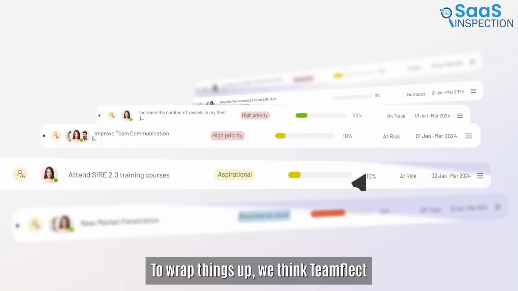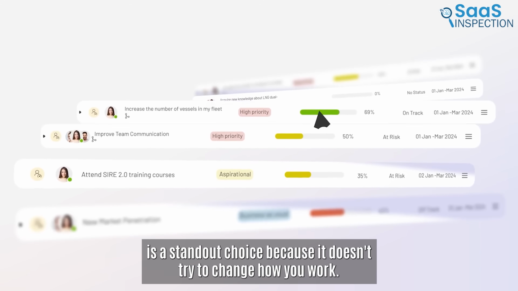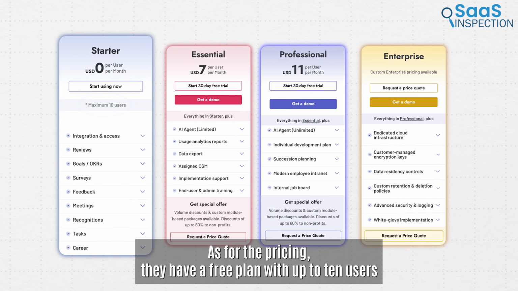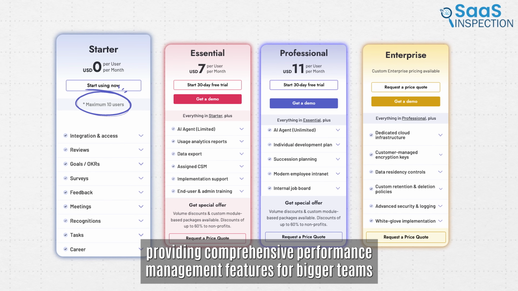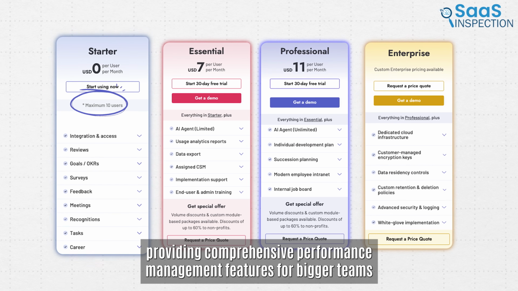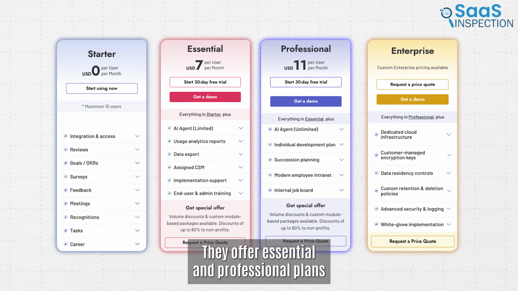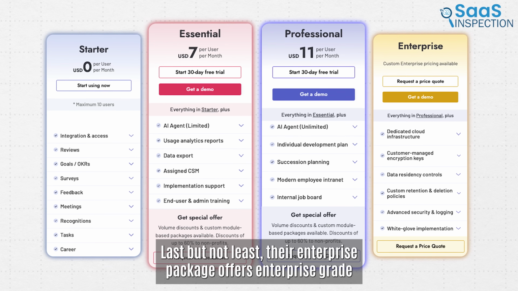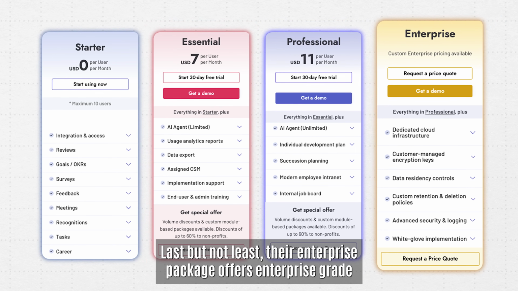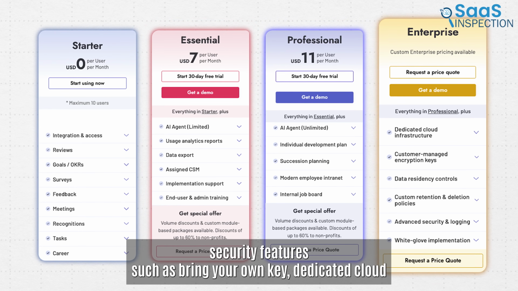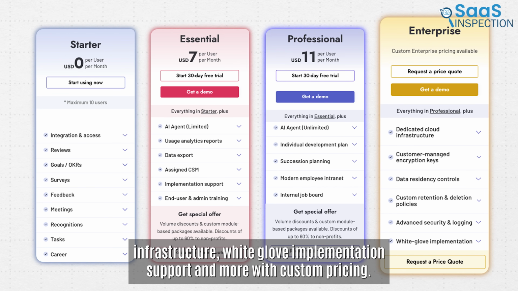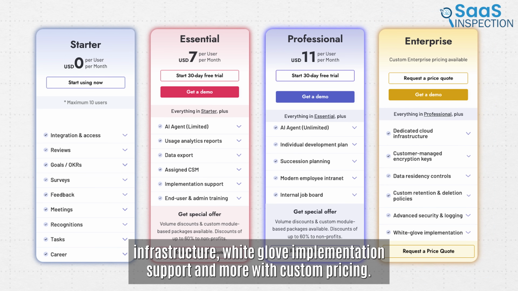To wrap things up, we think Teamflect is a standout choice because it doesn't try to change how you work, it just makes your current workflow better. As for the pricing, they have a free plan with up to 10 users providing comprehensive performance management features. For bigger teams and more advanced features, they offer essential and professional plans, which are also very well priced. Last but not least, their enterprise package offers enterprise-grade security features, such as bring your own key, dedicated cloud infrastructure, white glove implementation support, and more, with custom pricing.